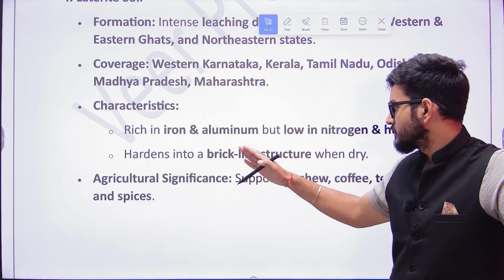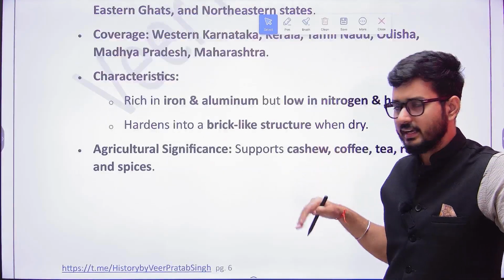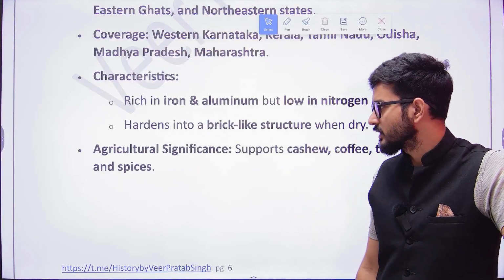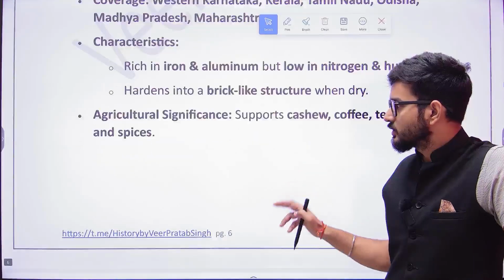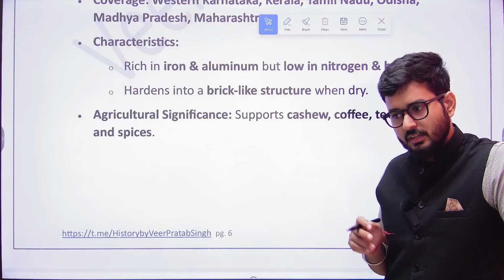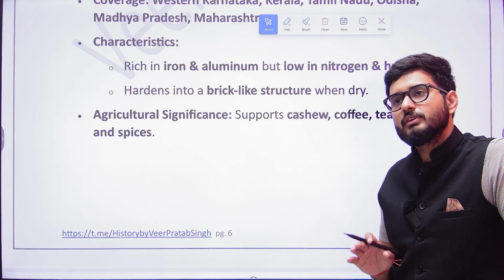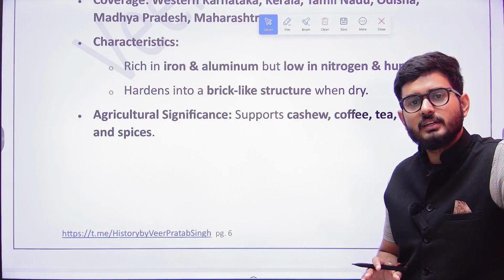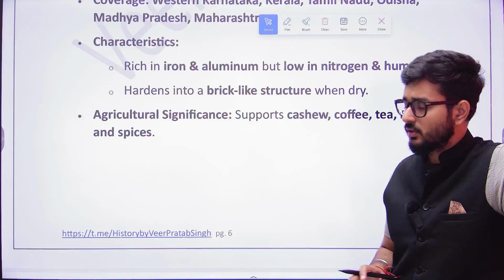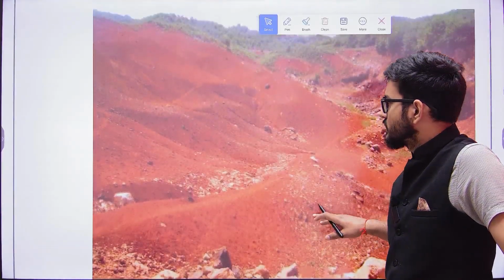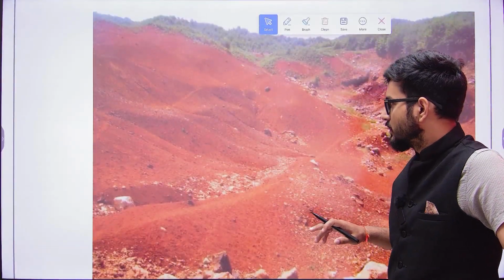Then it hardens into a brick-like structure when dry, and that is when it is converted into brick. What is the agricultural significance? As I've generally told you, here you cannot grow any crop, but with proper, adequate addition of fertilizers, you can grow plantation crops. So this is how laterite soil looks.